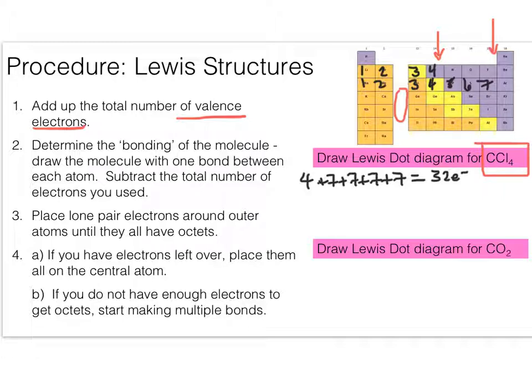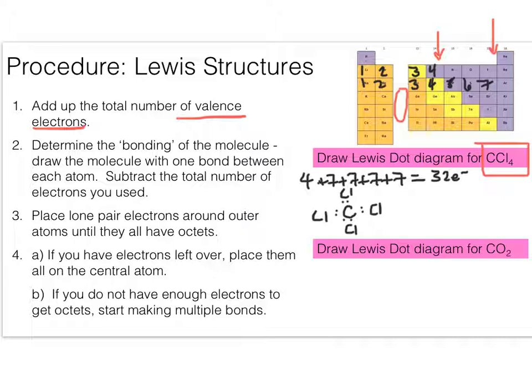Determine the bonding of the molecule. So draw the molecule with 1 bond between each atom. Subtract the total number of electrons you used. You can arrange these in any order you'd like, but often I'll put the different atom in the middle. So in this case, we're going to do C, and we're going to make 1 bond to chlorine, 1 bond to chlorine, 1 bond to chlorine, and 1 bond to chlorine.